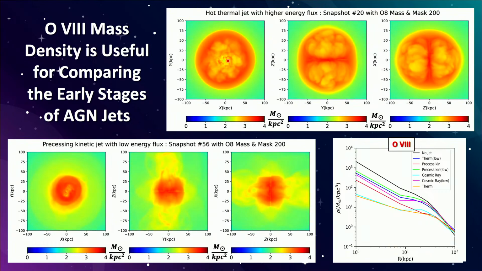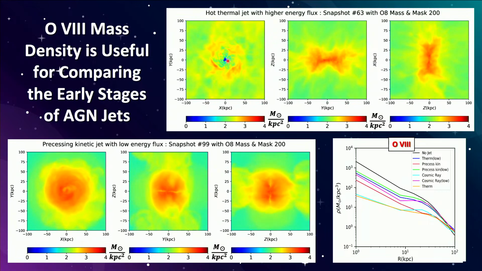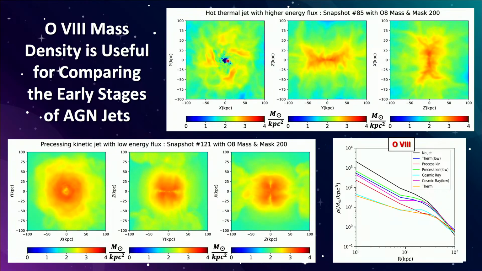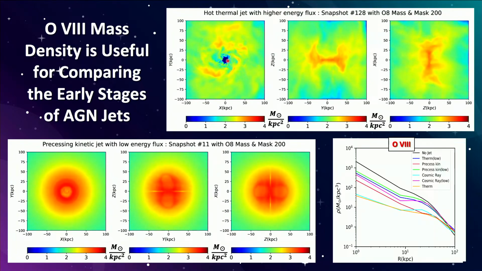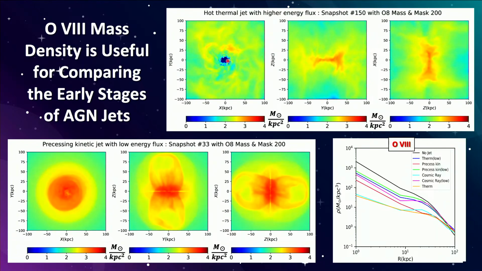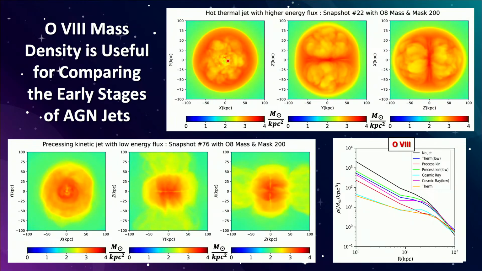Now, very interestingly, on the bottom, we don't see that hole. This doesn't mean that the jet isn't there. The jet is still coming out of this projection, but we're not seeing the hole. That means that oxygen 8 is still existing even within the jet. It's not ionizing, it's not being pushed out.